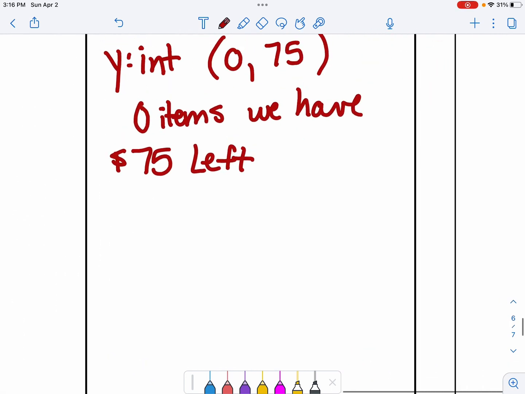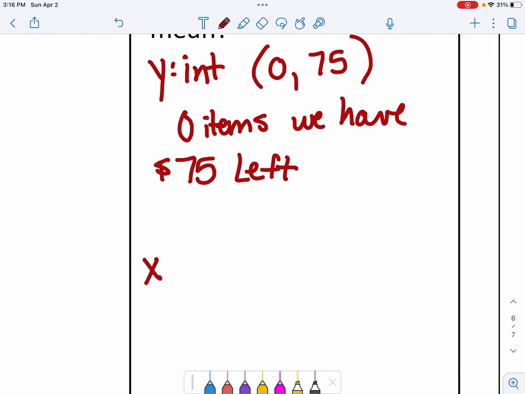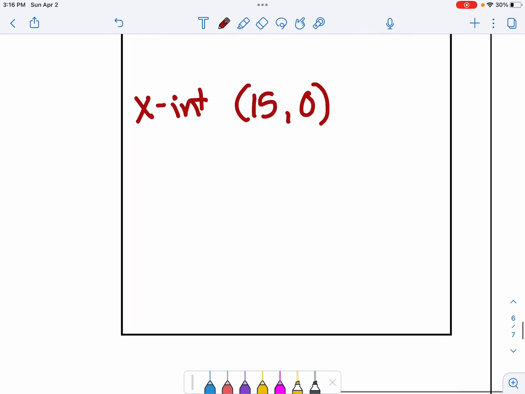What is that as a point? 15, 0. It's hard sometimes for kids to know. I still have some Algebra 2 kids who struggle with that. They'll want to do 0 and then 15, but it's x and y. What does this mean? It means how many items you bought.